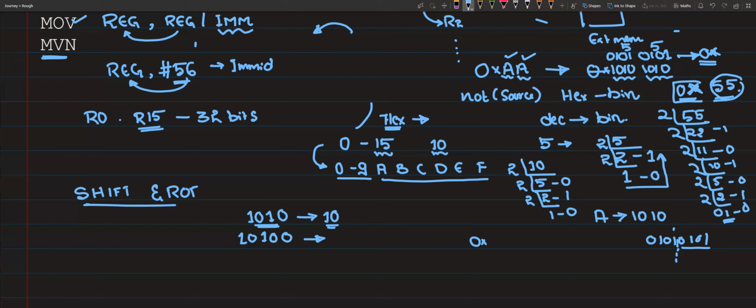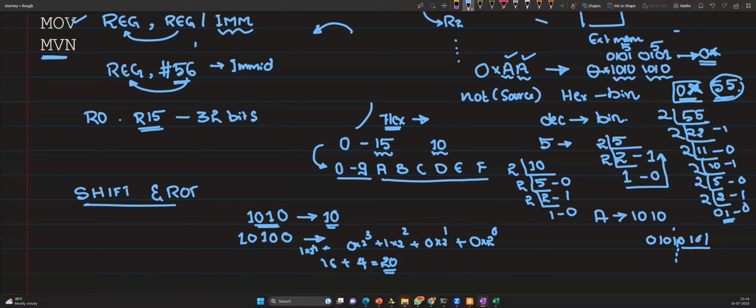So 0 into 2 power 0. Do you remember this? You have studied this. 0 into 2 power 1, plus 1 into 2 power 2, plus 0 into 2 power 3, plus 1 into 2 power 4. In a calculator you can directly convert. So 2 power 4 is 16, plus 0, plus 2 power 2 is 4, rest all 0. It is 20, correct? Oh, okay. Yes, sir.